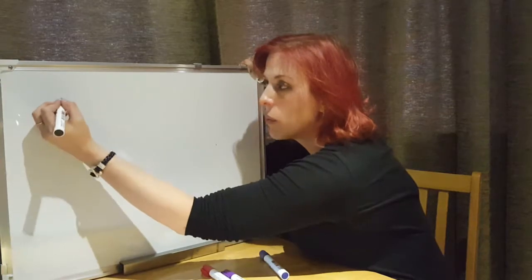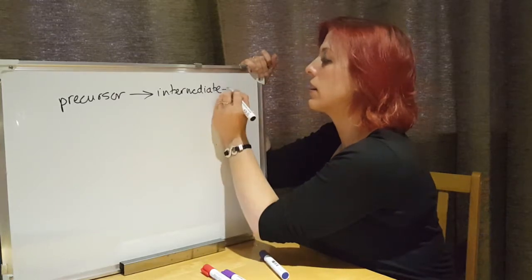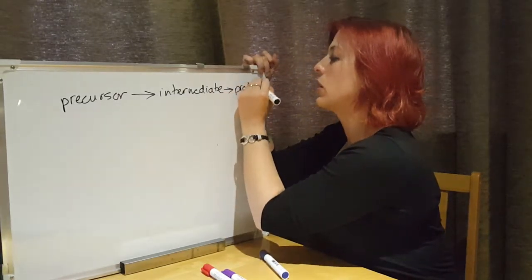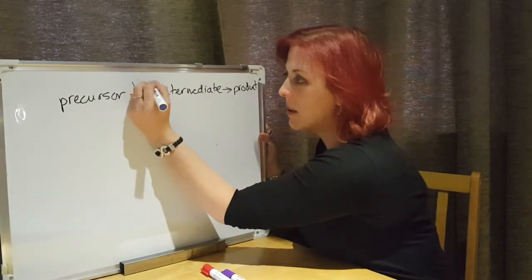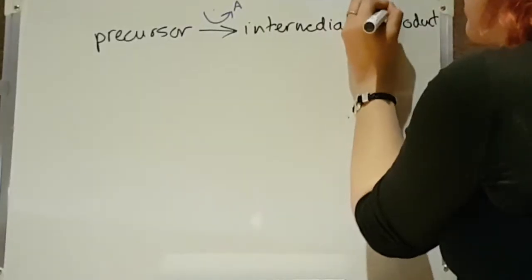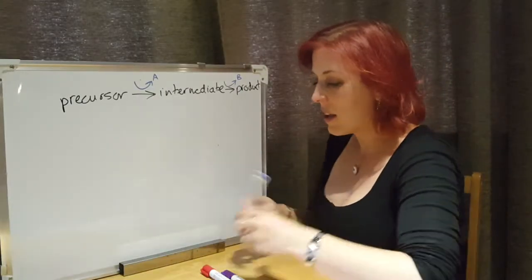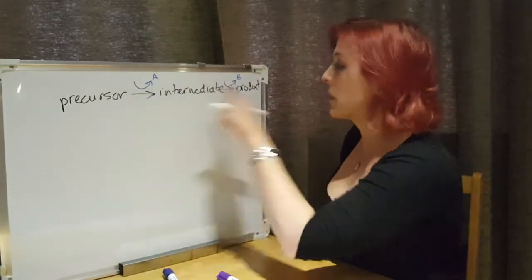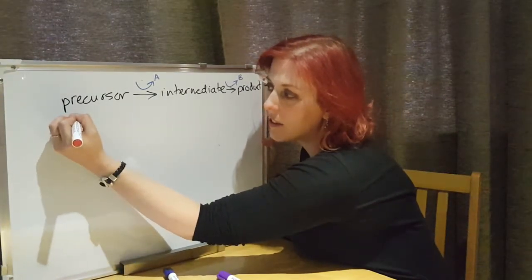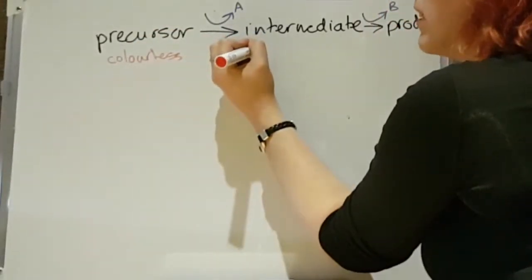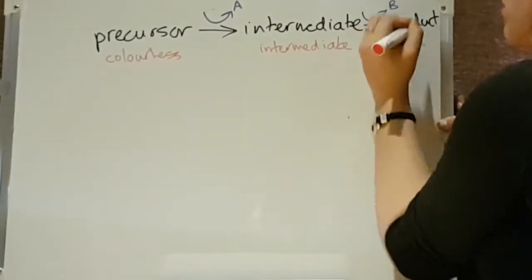Let's say we have a precursor going to an intermediate to a product. This reaction is catalysed by enzyme A, and this reaction is catalysed by enzyme B. Okay, let's assume that it's a product. So precursors here for pigment tend to be colourless, as often are intermediates. And then let's say this product is a red pigment.